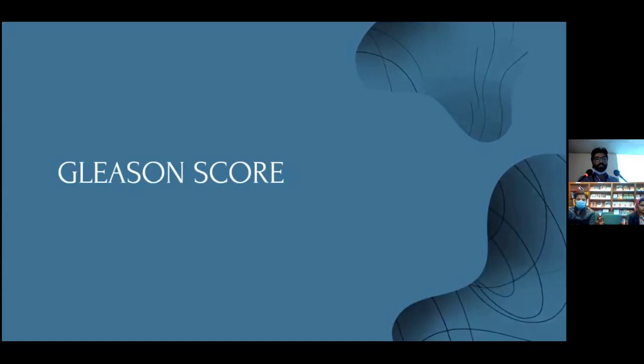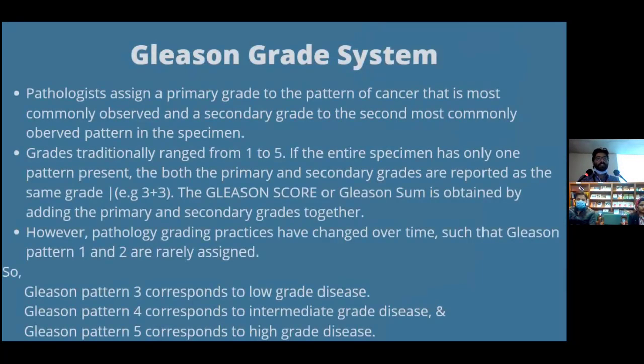And lastly comes the Gleason score. Pathologists assign a primary grade to the pattern of the cancer that is most commonly observed and a secondary grade to the second most commonly observed pattern in the specimen. Grades traditionally ranged from 1 to 5. If the entire specimen has only one pattern present, both the primary and the secondary grades are reported as the same grade, for example, 3+3. The Gleason score or Gleason sum is obtained by adding the primary and the secondary grades together.